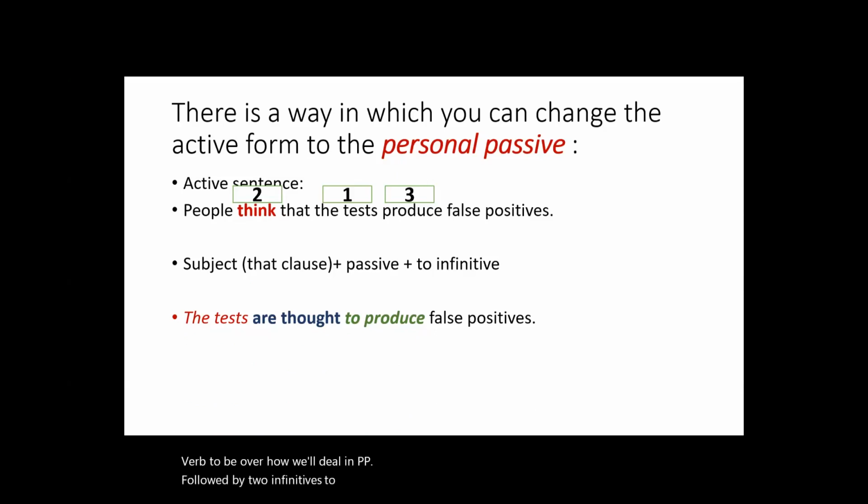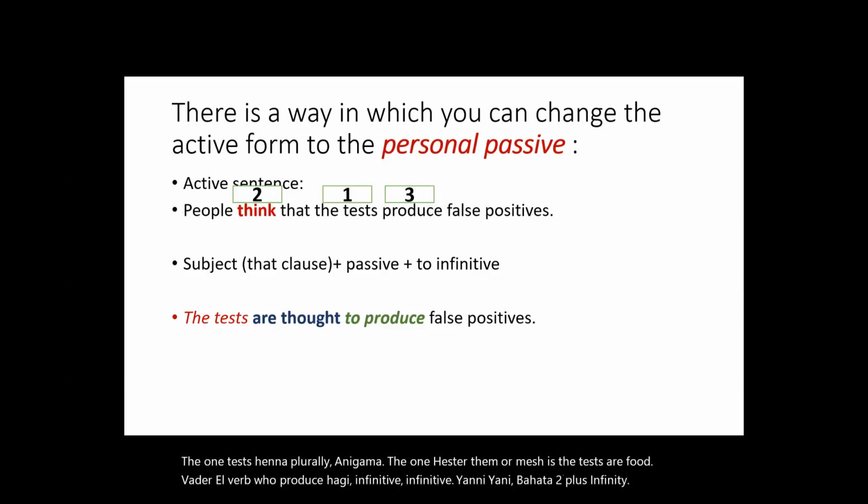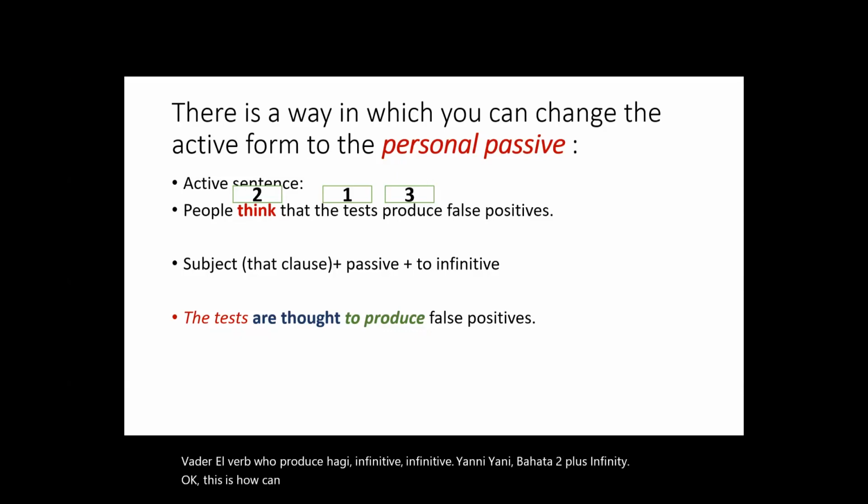أوكي؟ يبقى على طول هبقى عارف إنه بعد that هستخدم السبجكت اللي بعد that وهبدأ بيه الجملة اللي هي ده tests، وبعدين بعد كده أستخدم number 2 دي أحولها للباسيف بتاعي. طبعا tests هنا plural يعني جمع، فطبعا هستخدم are مش is. The tests are thought، وبعدها الverb اللي هو produce هيجي infinitive. infinitive يعني ايه؟ يعني بحط to plus infinitive. Okay, this is how can I make the personal passive.